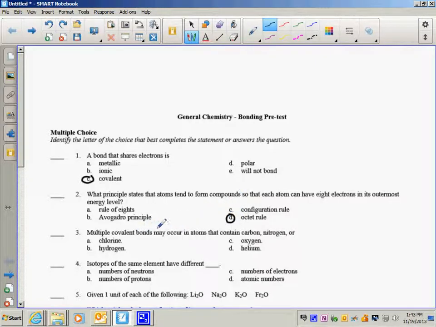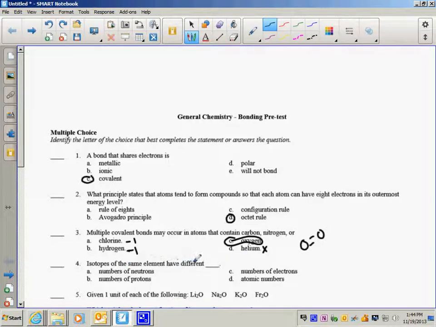Multiple covalent bonds may occur in atoms that contain carbon, nitrogen, or oxygen, atoms that need to bond multiple times. Hydrogen bonds one time, chlorine, all halogens bond one time. Helium doesn't bond at all, and oxygen will form double bonds. In fact, O2, which you're breathing, is a double bond.